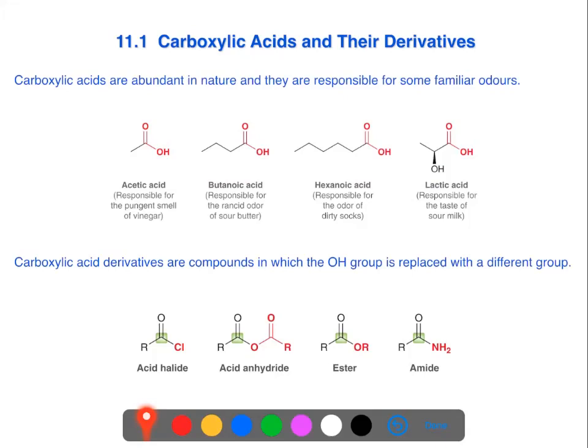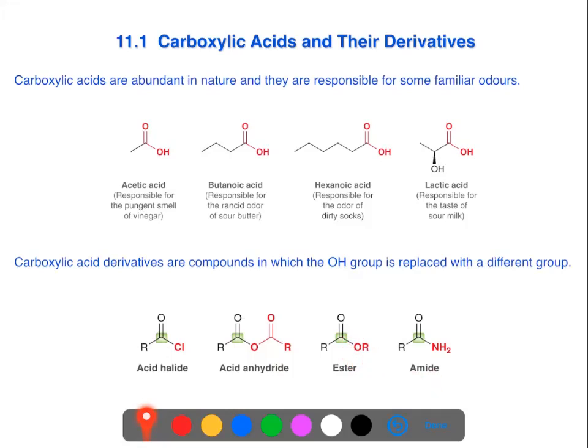Now the carboxylic acid derivatives, these are compounds derived from carboxylic acids in the sense that if we were to replace this OH group with another atom or group of atoms, that is referred to as a carboxylic acid derivative. For acid halides, the OH group of the carboxylic acid is replaced by a halogen. In this case, it's a chlorine. So we refer to this as an acid chloride. For acid anhydride, we're going to replace the OH group with this functional group. For the ester, the OH group is replaced with an OR, where R represents some alkyl group.